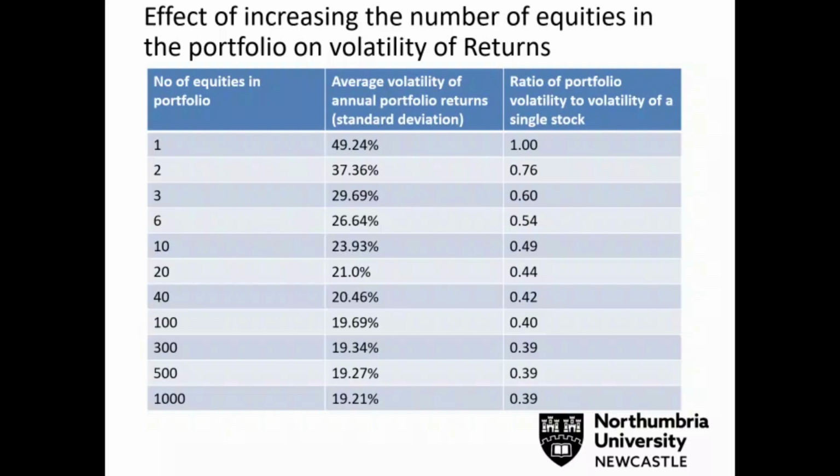So there's not one answer on what's the ultimate size to get rid of most unsystematic risk, because technically it's somewhere between 10 and 40, depending on the research and the market you're in.